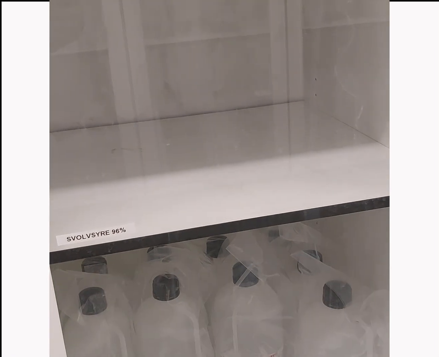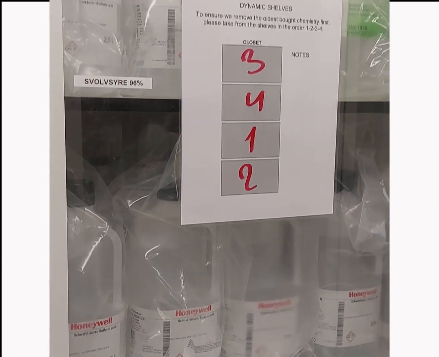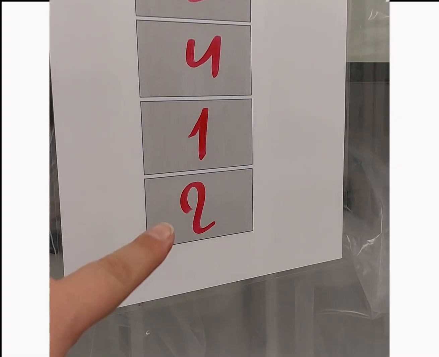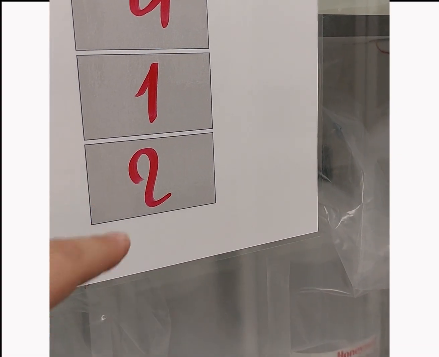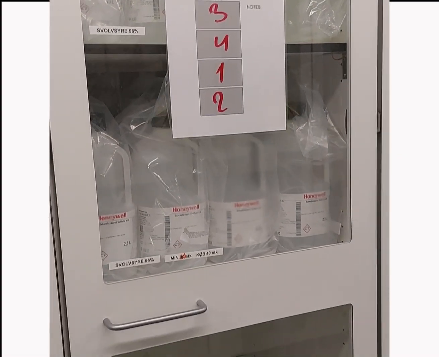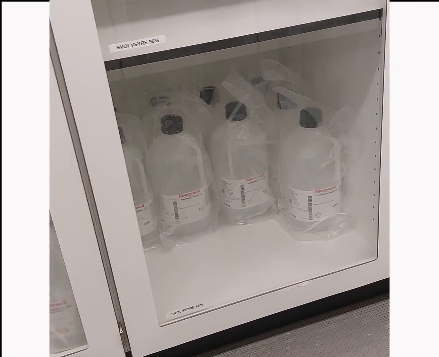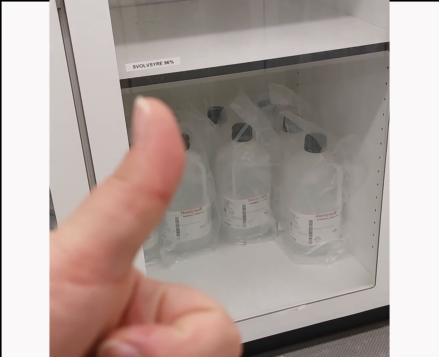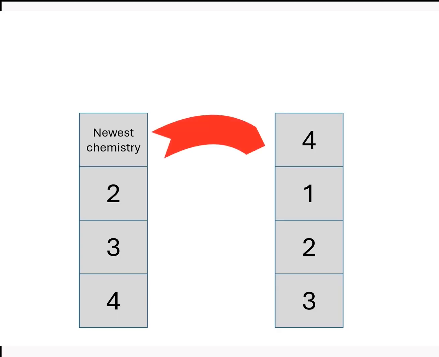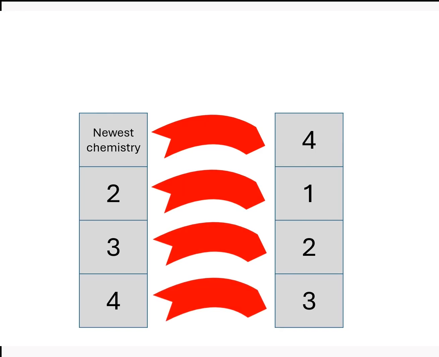Always take chemicals from the lowest numbered shelf. When shelf 1 is empty, move to shelf 2. This helps us minimize waste, but more importantly, it ensures that no chemicals are forgotten, which might become the cause of safety issues. When shelf 1 is emptied, new chemicals are placed there, and the shelf numbers are updated accordingly. This simple renumbering system ensures the oldest chemicals are always used first, minimizing waste and maintaining safety.